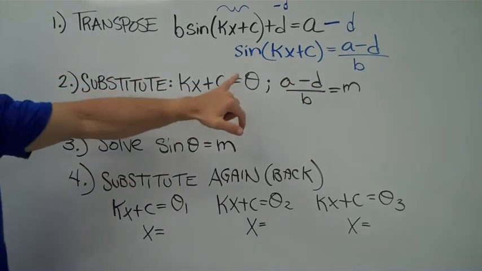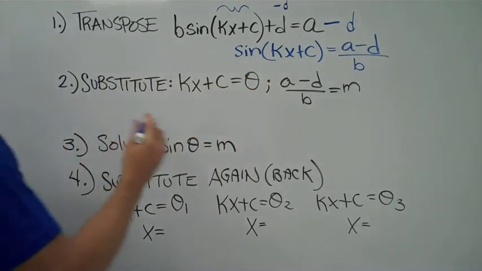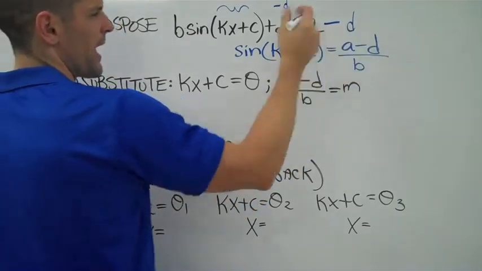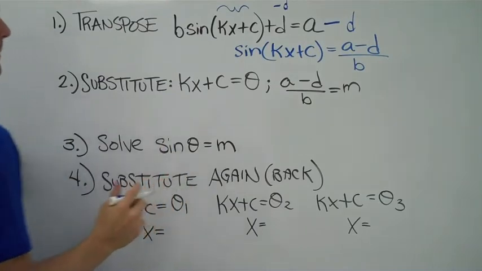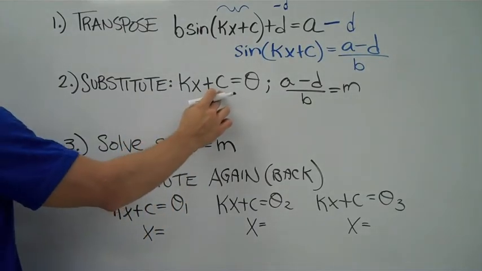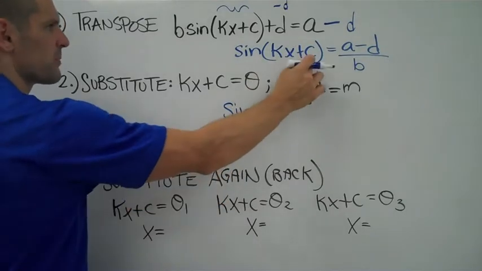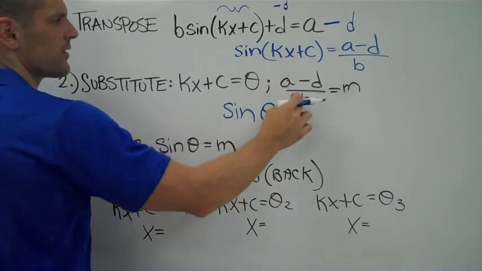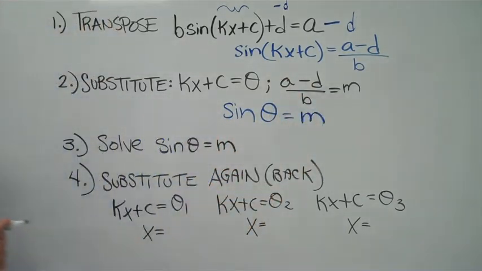Now, the problem here is we've got an algebraic expression there, and that's not going to work for us. So we're going to substitute this for theta. We can also simplify (a - d) over b, say if it's 10 minus 4 divided by 3, and call that m. So if kx + c is theta, then I write sine theta equals m. Now I can solve this.